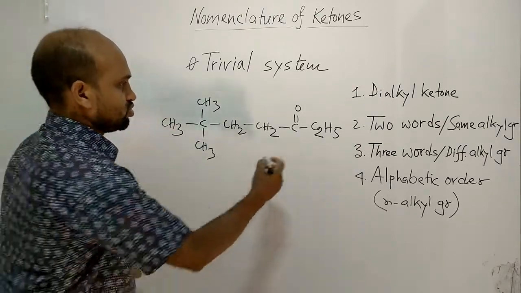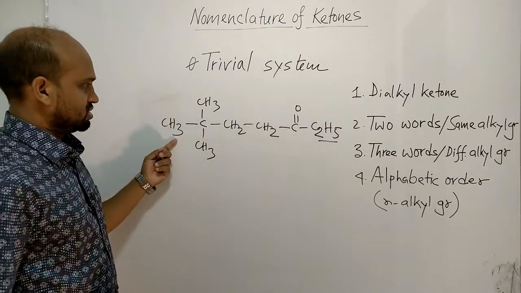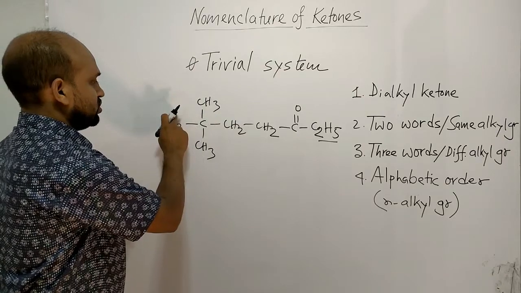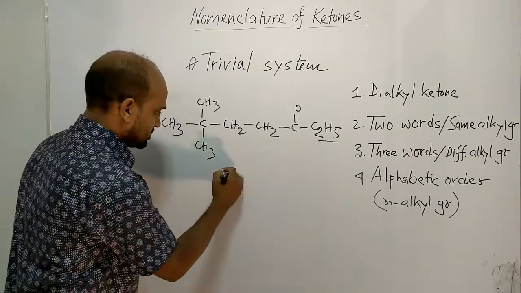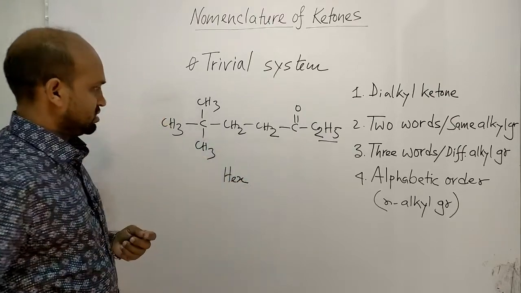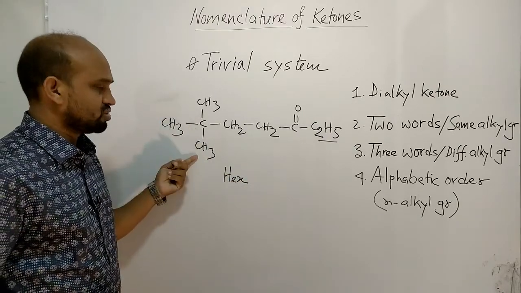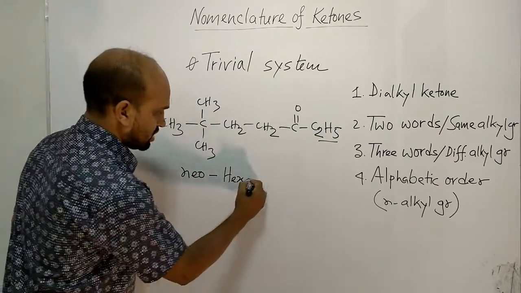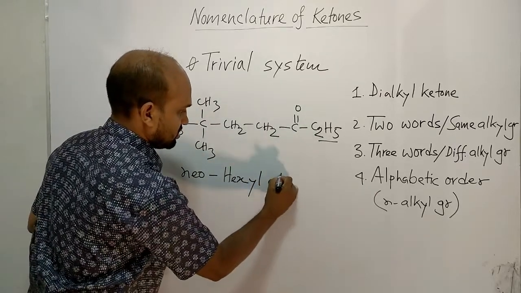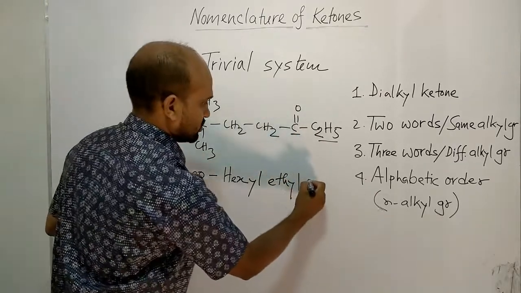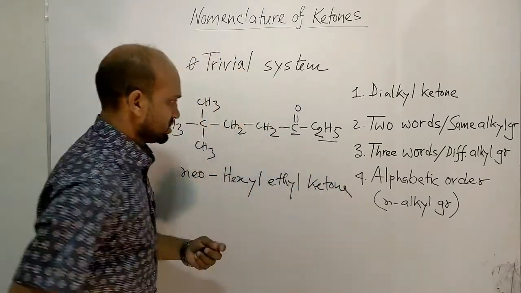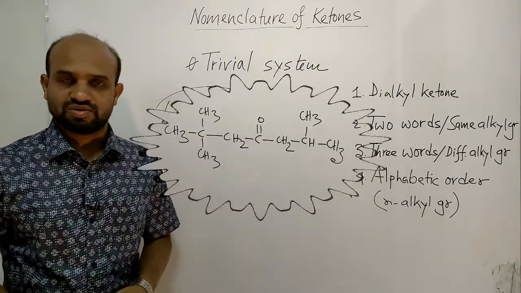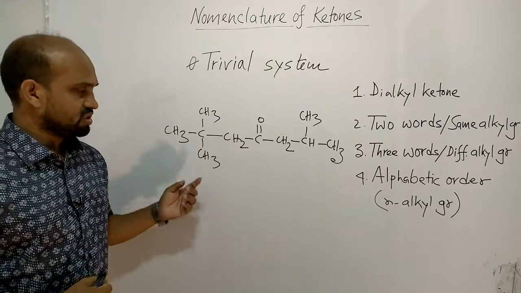Let's see the name of this compound. Here two alkyl groups, one is ethyl and another one is this. Here how many carbon atoms? 1, 2, 3, 4, 5, 6. So hex will come here, and second carbon carries 2 methyl group, so neo will come here. Neohexyl. This one is ethyl. This is ketone. So its name is neohexyl ethyl ketone.